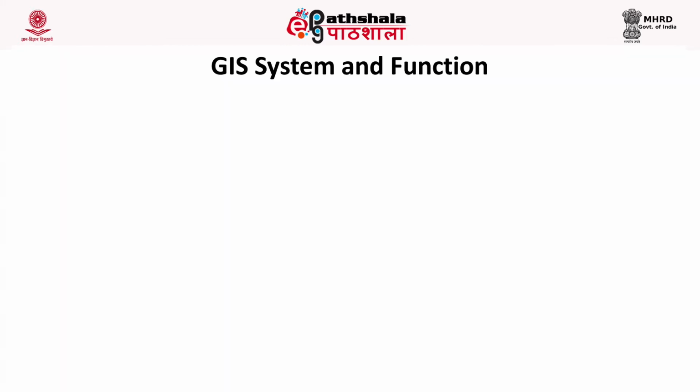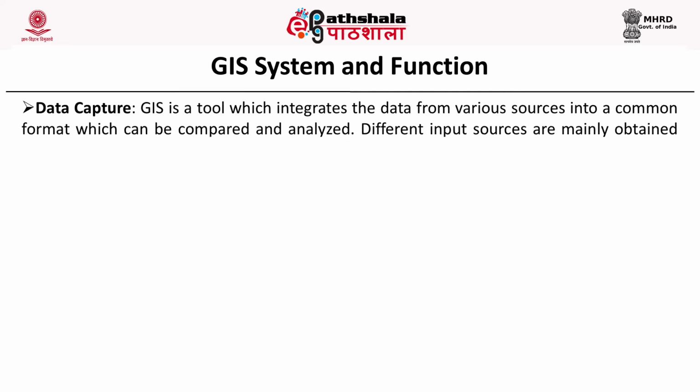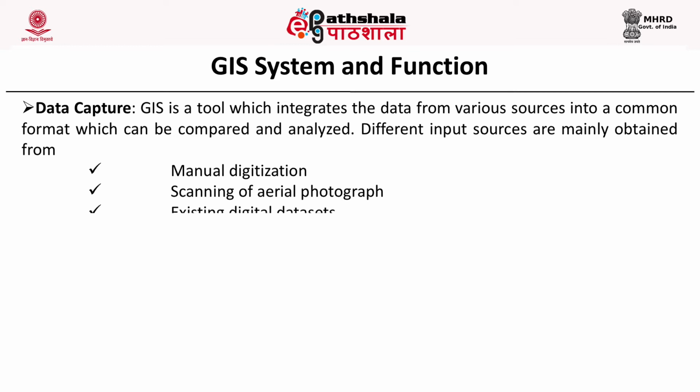Let's have a look. Coming first to the GIS system and function, the first one is data capture. Thus, GIS is a tool which integrates the data from various sources into a common format which can be compared and analyzed. The different input sources are mainly obtained from manual digitization, scanning of aerial photographs, existing digital data sets, remote sensing based satellite images, and the global positioning system.